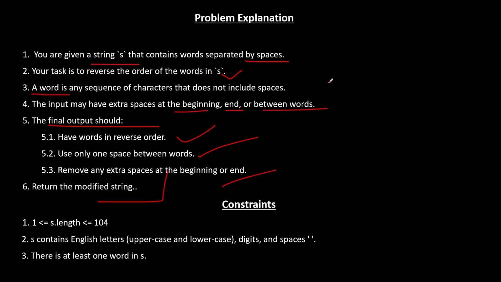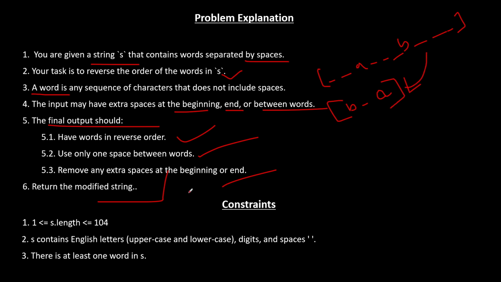So basically, they are saying that a string could have initial spaces and could also have some extra spaces in between and at the end, right? And they just want a reversed string with no extra space, just one space between the words. That's all.